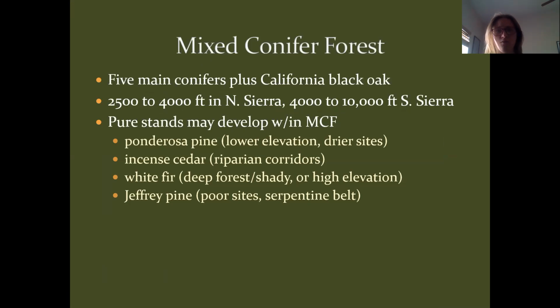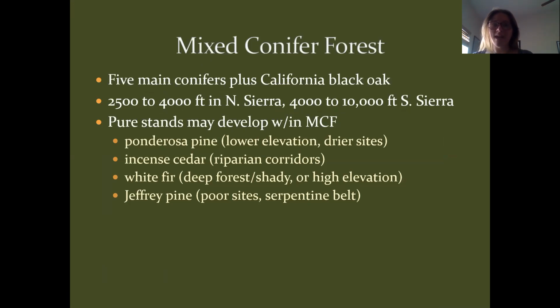So the mixed conifer forest, or Sierra mixed conifer forest, is defined by the five main conifer species. And so we thought about these when we did the plant ID lab last time. Those species are ponderosa pine, sugar pine, white fir, Douglas fir, incense cedar. And then in addition, black oak is a very important component of the Sierra mixed conifer forest.